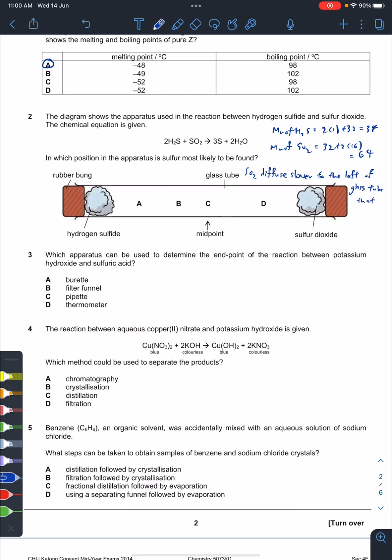Then H2S diffuses to the right. If I use an arrow to represent it, H2S goes to the right very quickly, SO2 goes very slowly. So the answer is D. They will meet nearer towards SO2, and that's where the sulfur solid is formed.